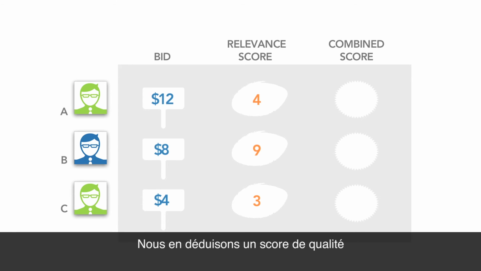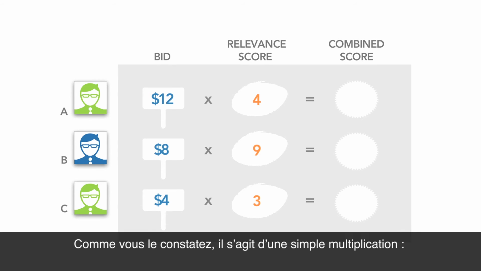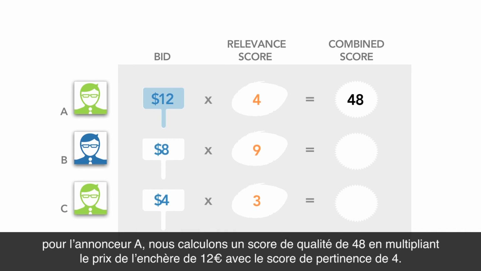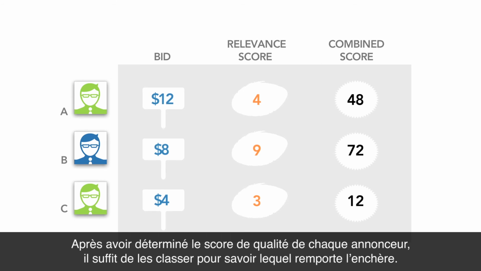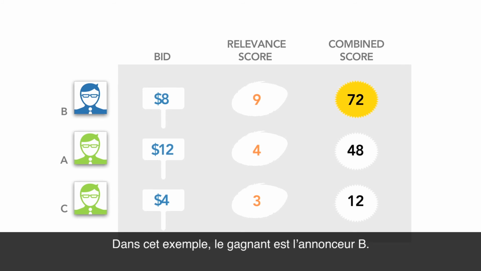From this information, we calculate a combined score, which is simply the product of their bid and relevance score. You can see that it's simple multiplication. For advertiser A, we calculate a combined score of 48 by multiplying the bid price of $12 against the relevance score of 4. After determining the combined score for each advertiser, we can then stack rank them to determine the winner of the auction. In this example, advertiser B is the winner.